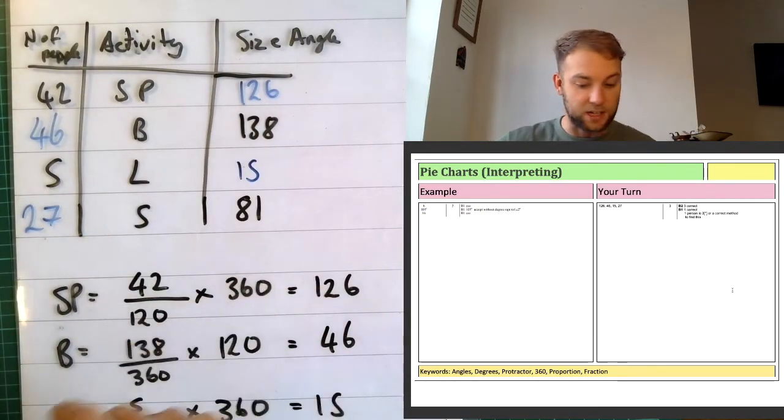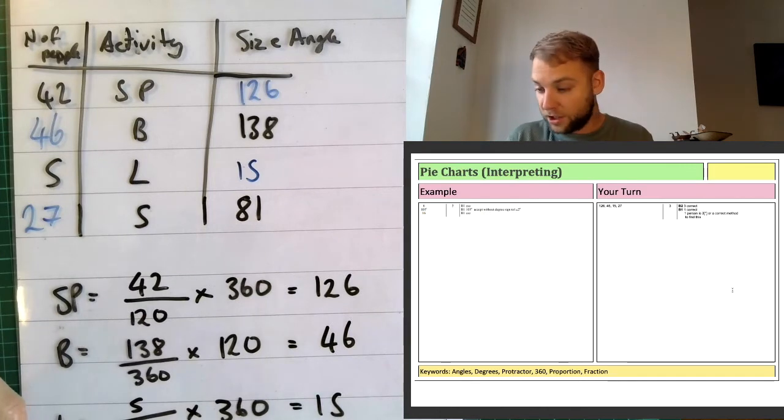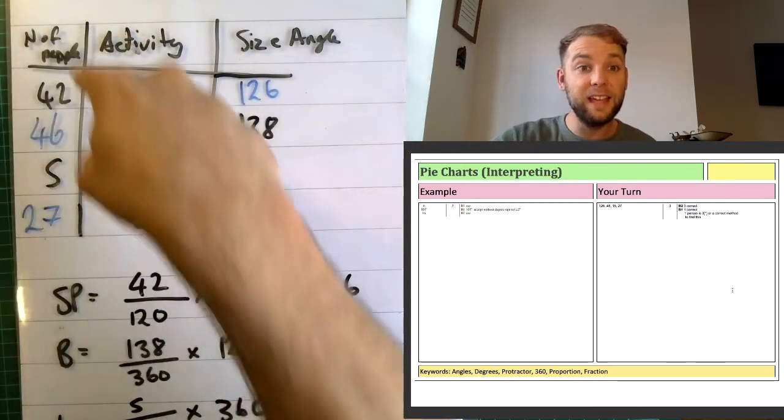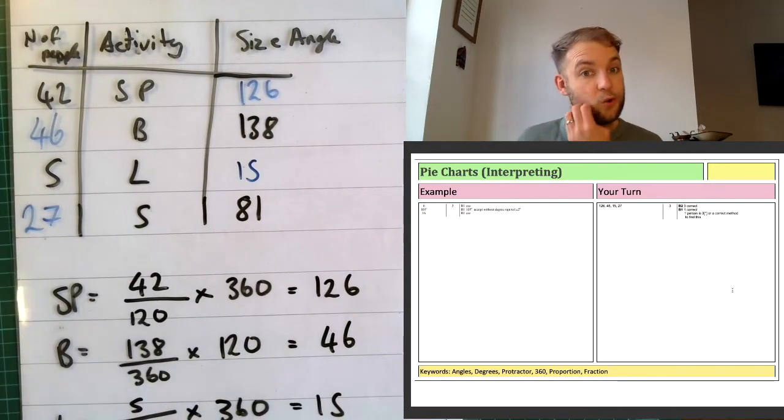How could we have checked this actually? I didn't do that, did I? I should have. I could check this by adding them up. So 126 plus 138 plus 15 plus 81, which gives a total of 360. And if I add these up, remember that total should be 120.